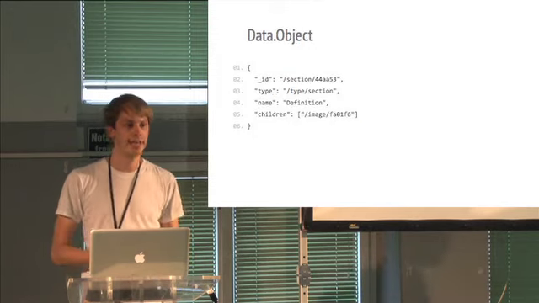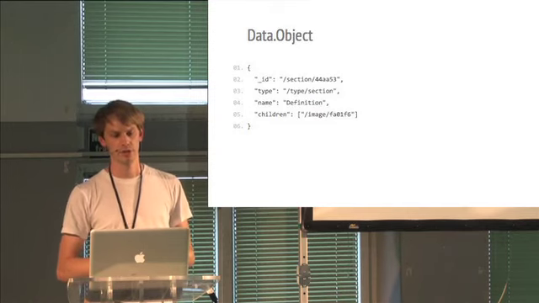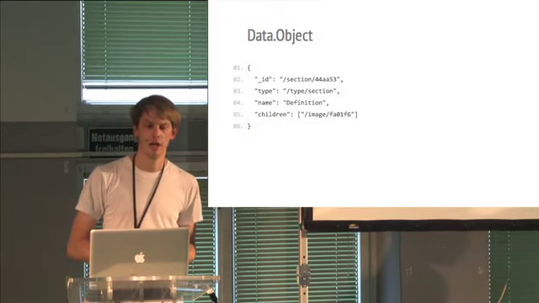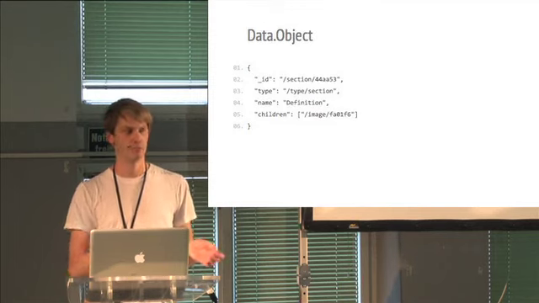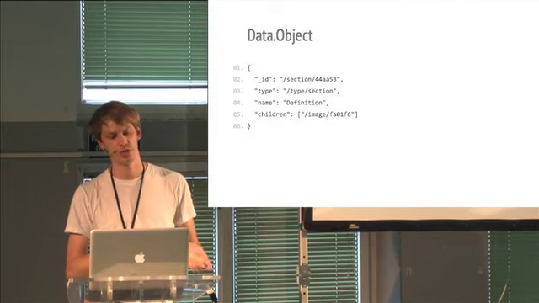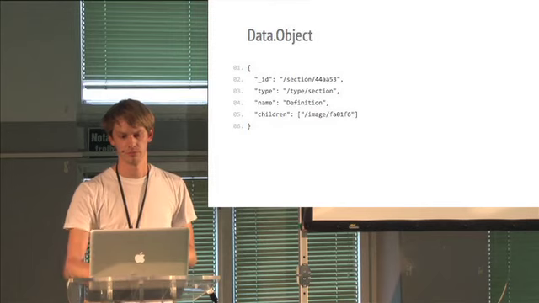So here's an instance of this type, so to say. It's a concrete section, which has a name, and a children property, which refers to an image. And it has a link to the associated type, which is type section.